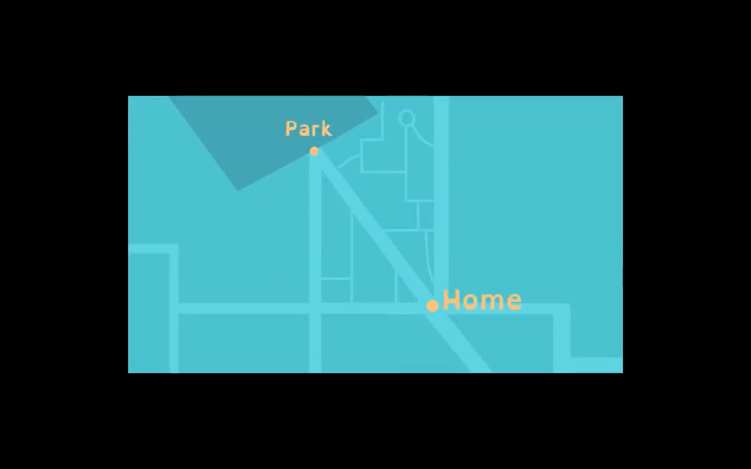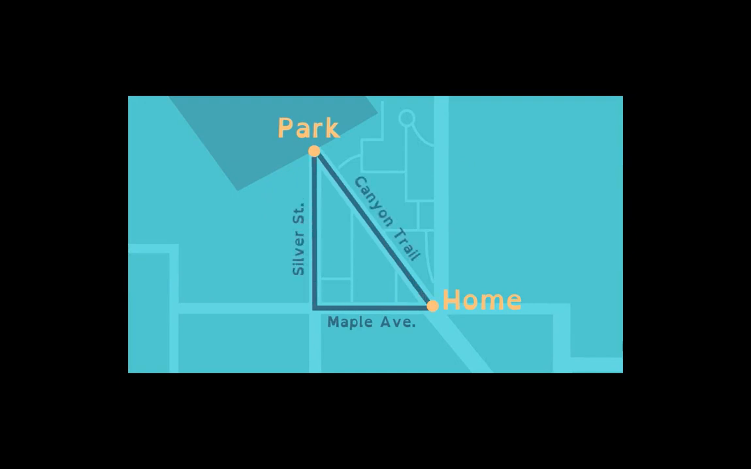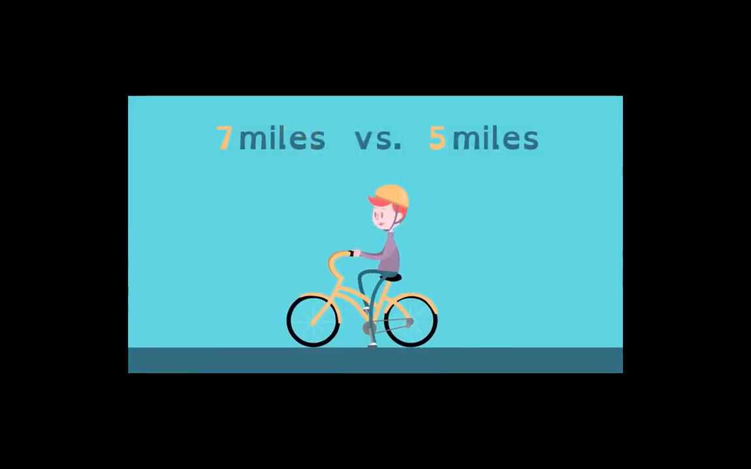Lucy usually bikes to the park along Maple Avenue, then up Silver Street. Is Canyon Trail shorter? She knows the two legs, Maple Avenue and Silver Street, are 3 and 4 miles long. Applying the Pythagorean Theorem, 3 squared plus 4 squared equals 25. She knows that 5 squared is 25, so the hypotenuse, the length of Canyon Trail, is 5 miles. 2 miles less of biking for Lucy.